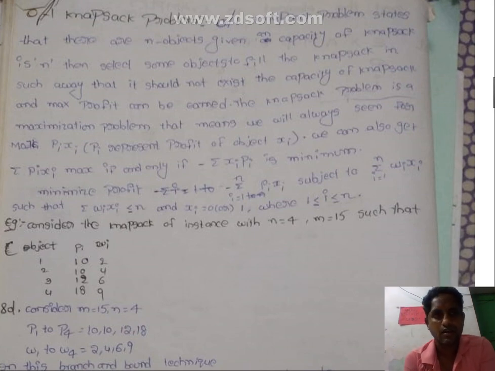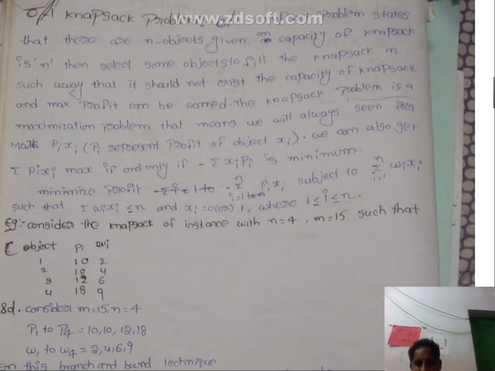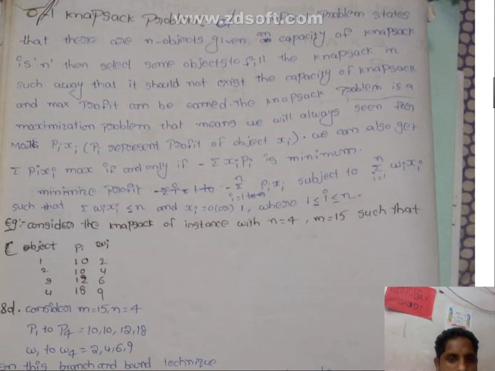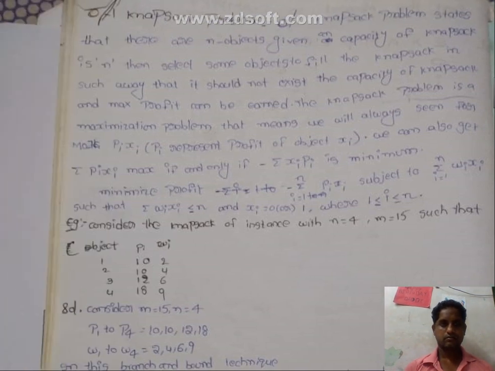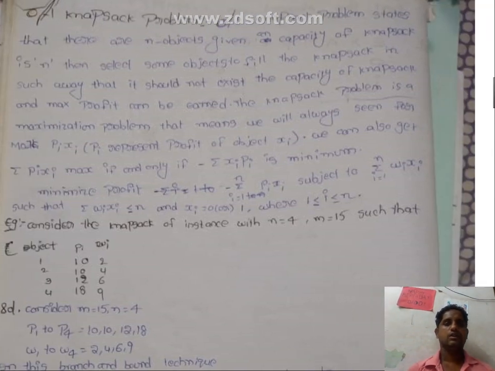Good morning students. Next we discuss the 0-1 knapsack problem using the branch and bound technique. So already we have discussed the greedy technique, dynamic programming, and backtracking, and now we're using the branch and bound technique for the 0-1 knapsack problem.